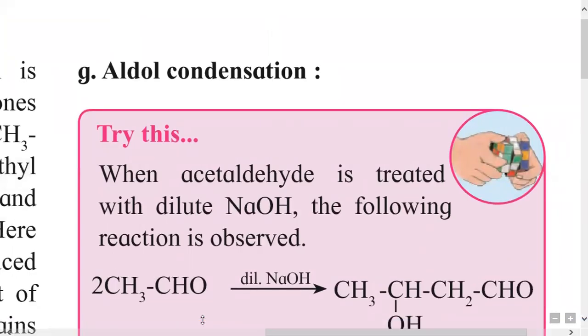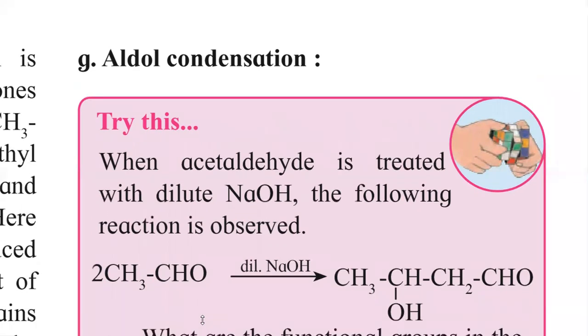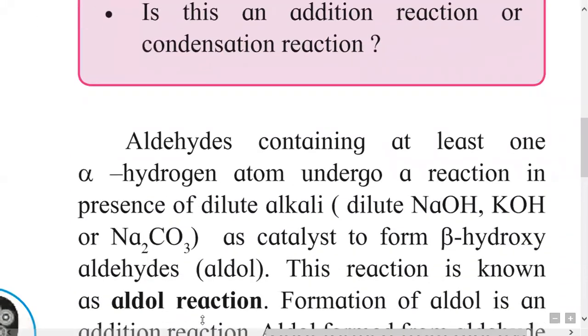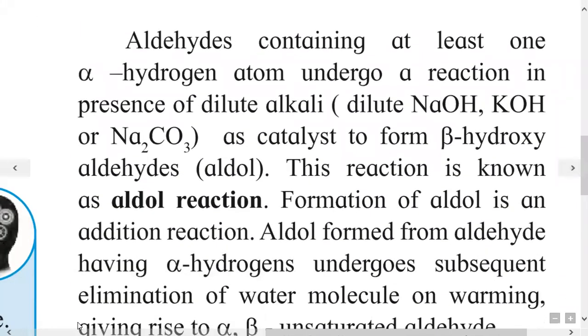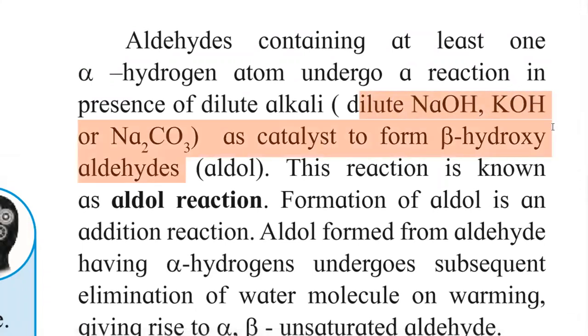Hello students, today we will study the next type of reaction of aldehyde and ketone, that is aldol condensation. This is an important reaction of aldehyde and ketone. The condition for this reaction is that an aldehyde containing at least one alpha hydrogen atom undergoes this reaction in the presence of dilute alkali like dilute NaOH or dilute KOH or Na2CO3. This acts as a catalyst.